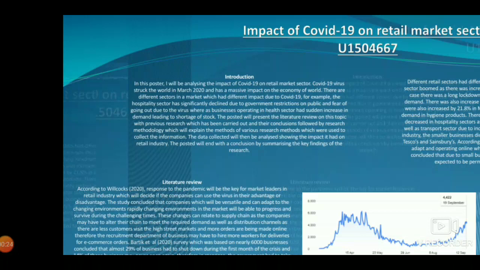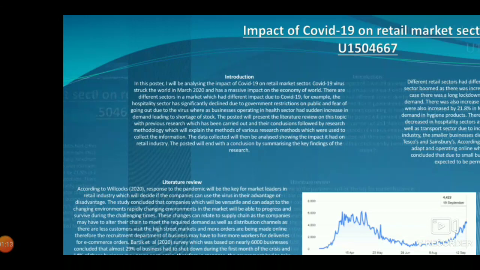Covid-19 struck around the world in March 2020, and it had a massive impact on the world's economy. There are different sectors in the market which dealt differently with Covid-19, which I will be explaining in the poster, and they had different effects of Covid-19, as the hospitality sector had significantly declined due to government restrictions and public having to stay indoors, so there were fewer people going out, whereas in comparison the health sector had a sudden increase in demand due to increase in hygiene products and medicines.